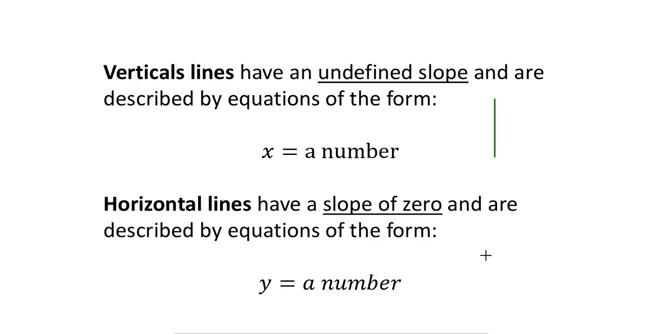Horizontal lines have a slope of 0. So if you think of a horizontal line, it looks like this, it's flat. So the slope is going to be 0 because, again, the slope is measuring how steep that line is. A flat line is not steep at all, right? And so it has a slope of 0.